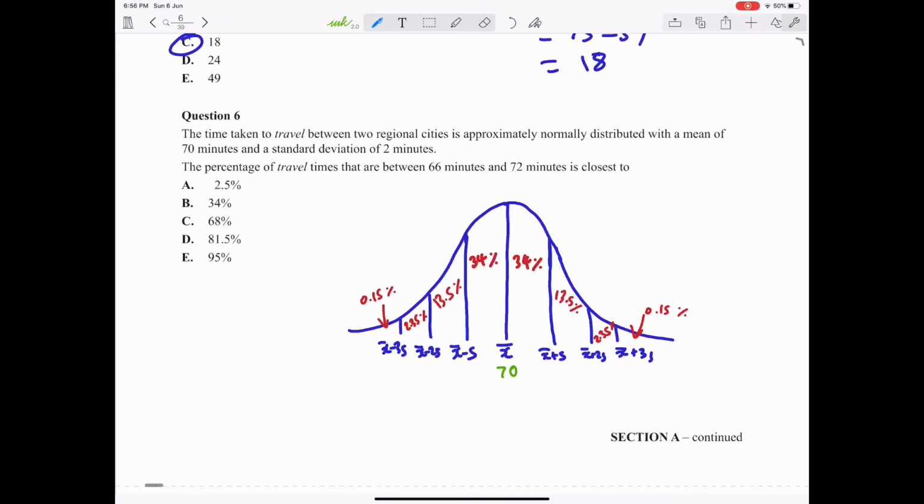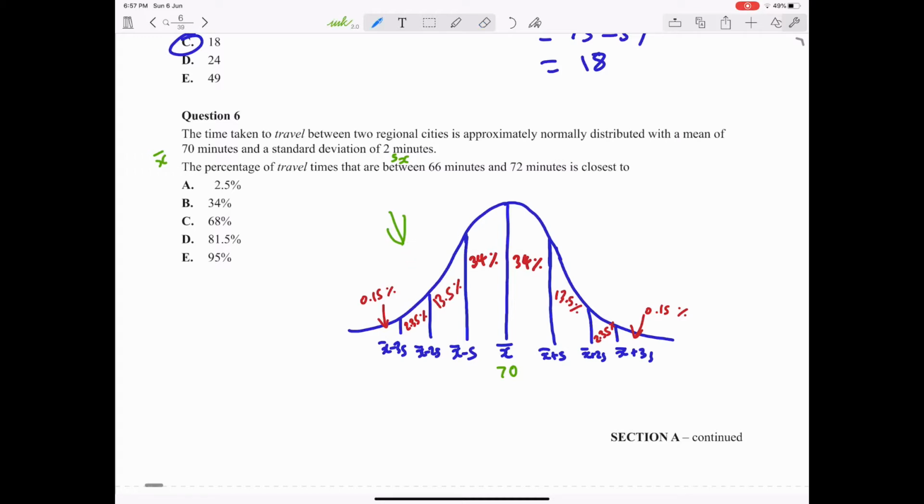Question 6. The time taken to travel between two regional cities is approximately normally distributed with a mean of 70 minutes and a standard deviation of 2 minutes. The percentage of travel times that are between 66 minutes and 72 minutes is closest to. So to do this, you have to have the normal distribution somewhere in your notes, or at least know it.